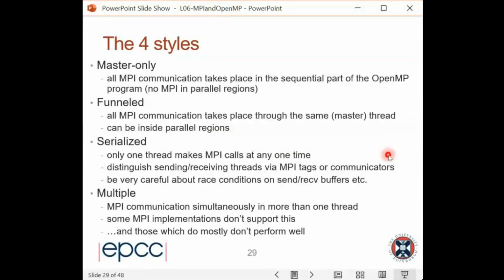Serialized is where you still say that only one thread is calling the library at one time, but you, the programmer, say, look, different threads can call the library, but they will never do it at the same time. So in that case, it's up to you as the programmer to make sure that you abide by this. But you're saying only one thread will make an MPI call at any one time, and we'll see that there are some issues with that in the examples. And multiple is where all bets are off. MPI communication happens simultaneously in more than one thread. As I said, some MPI implementations don't support this, and those which do mainly don't perform well. And we'll talk about that when we get to the relevant slide.